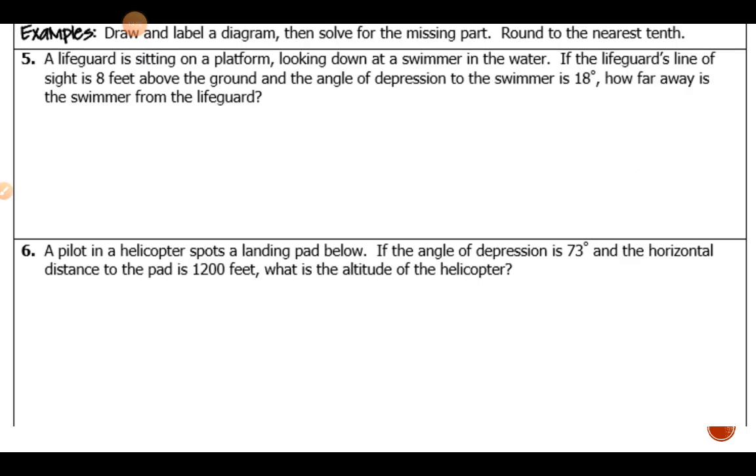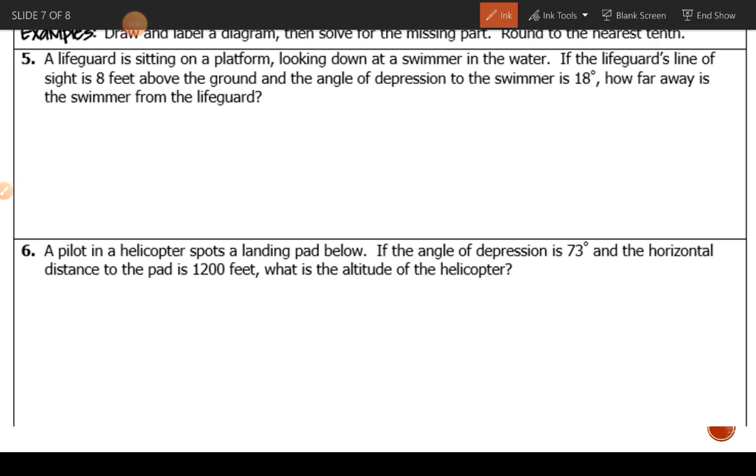So angle of depression is where people start making mistakes, and I'll show you what I mean by that. So we have a lifeguard. He's sitting at a platform. And he's looking down at a swimmer, okay? We have a swimmer, and we're having this right angle. But remember, if the lifeguard looks straight ahead, he would be looking out this way. So if the lifeguard's line of sight is 8 feet above ground, so that means his platform is 8 feet above ground, and the angle of depression is 18 degrees.